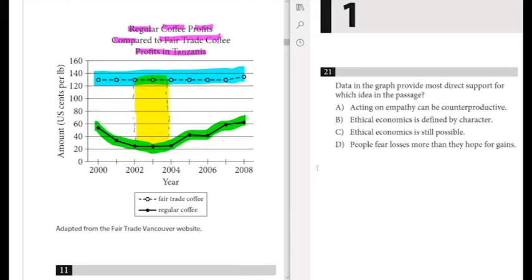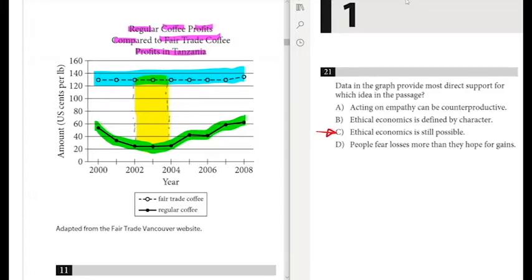Question 21. Data in the graph provide most direct support for which idea in the passage? So what seems to be the idea of the graph? Once again, the overall trend. Fair trade coffee is creating more profits than regular coffee. So the idea is that when you act with ethics, you do better than when you act without ethics. And that might be answer choice C.